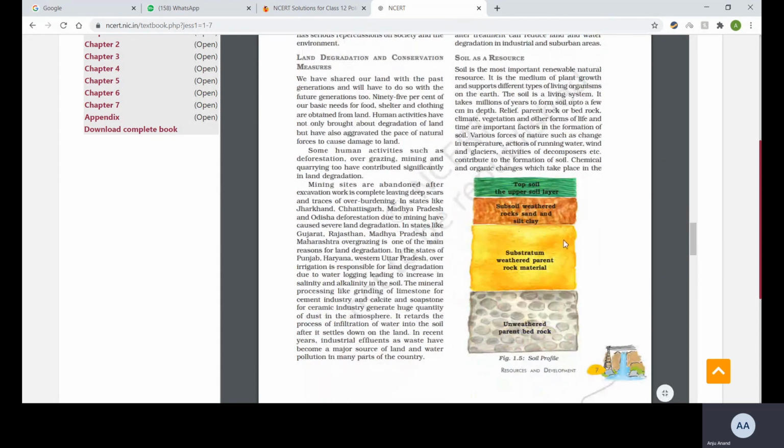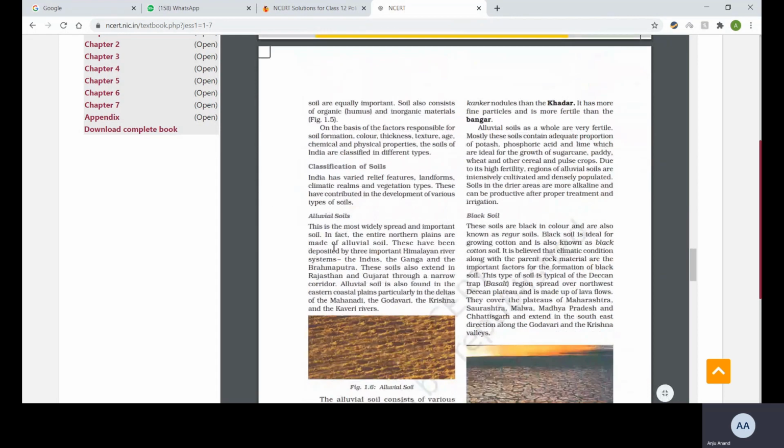This is soil profile. You should know how to draw it. It is important. Now coming on to the classification of soils. For every soil type, prepare at least 5 points. Alluvial soil, for example, is the most widespread, important soil. And just make sure that when you're writing these answers, you don't write a very small point, like: it is the most fertile soil; second point, it is found in most parts of the country. No, combine these small points into 1 point. Most widely spread, important soil. The entire northern plains is made up of this soil.